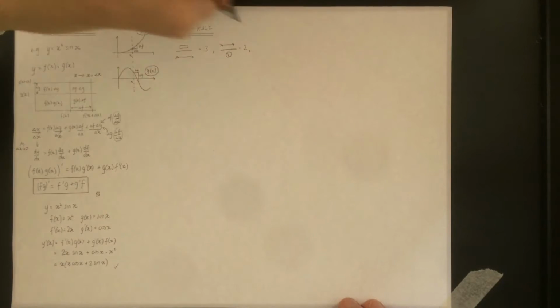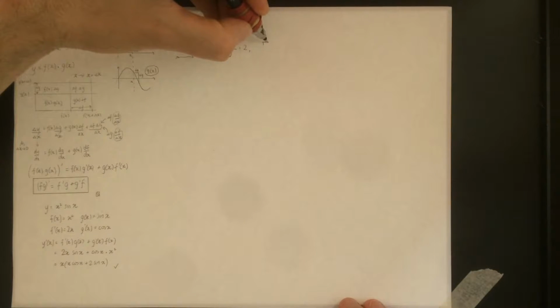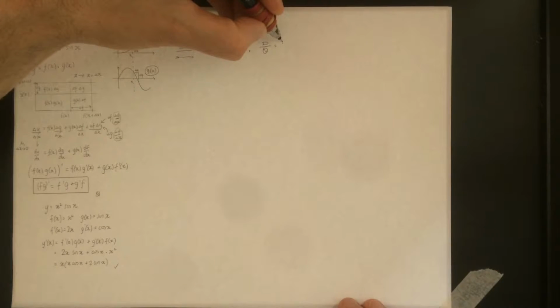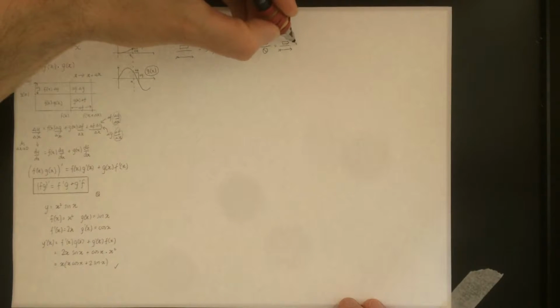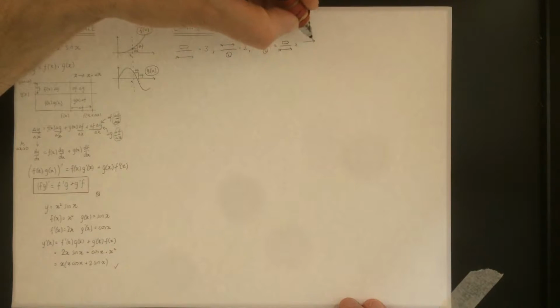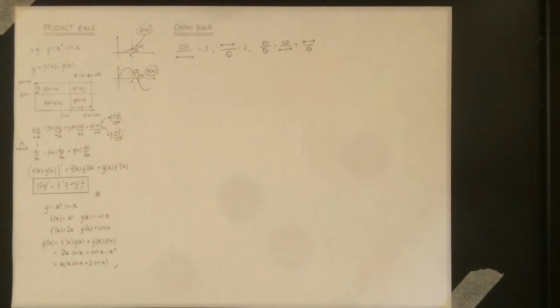So what's going on is our bullet ratio to that of a tennis ball is equal to bullet to arrow multiplied by arrow to tennis ball. And that's your basic chain rule.